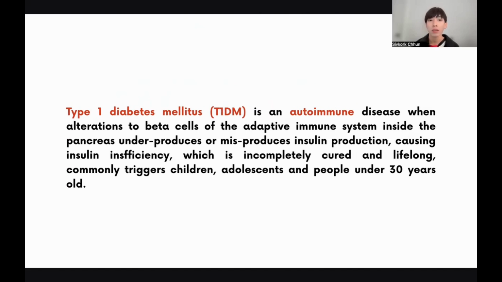So type 1 diabetes mellitus is an autoimmune disorder where alterations to pancreatic beta cells by the adaptive immune system inside the pancreas cause it to underproduce or misproduce insulin, which is incompletely cured and lifelong. Type 1 diabetes mellitus can trigger in children, adolescents and people at any age, and is basically common in individuals under 30 years old. It's an autoimmune disease, which means healthy cells are attacked by the body's own system.